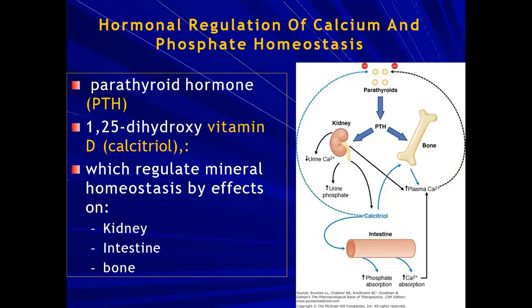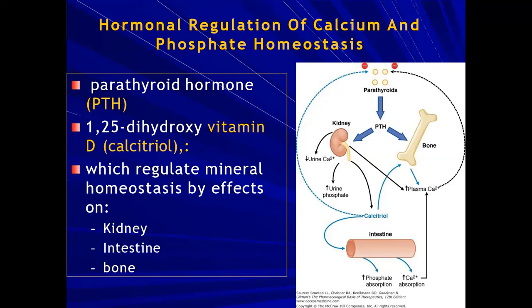Now, in the hormonal regulation of calcium and phosphate homeostasis, the parathyroid hormone plays a big role, and 1,25-dihydroxy vitamin D, that is calcitriol, is very relevant, which regulates mineral homeostasis by its effect on the kidney, intestines, and bones. These are the three areas where it takes place. In the intestine, it is absorption. In the kidneys, it is absorption in the tubules.